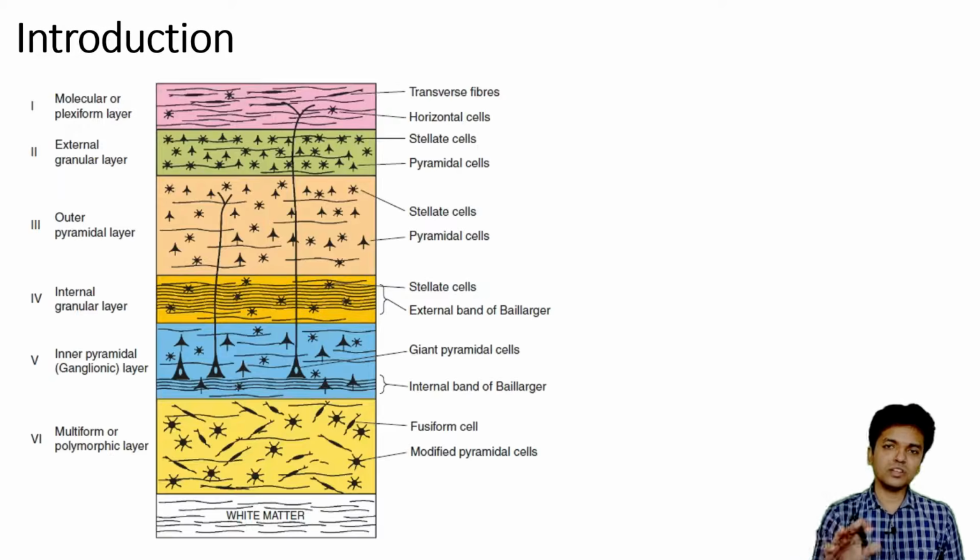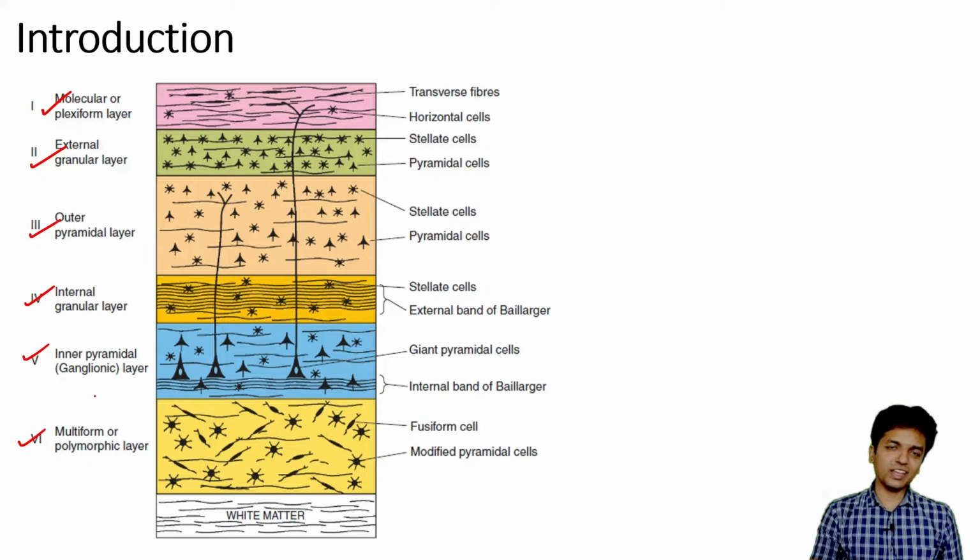Okay. In the introduction, I would briefly like to tell you about the layers of the cortex. There are 6 layers of the cortex. Layer 1 is called the molecular layer, or also called the plexiform layer. Layer 2 is the external granular layer. Layer 3 is the outer pyramidal layer. Layer 4 is the internal granular layer. Layer 5 is the inner pyramidal or the inner ganglion layer. And layer 6 is the multiform or the polymorphic layer.